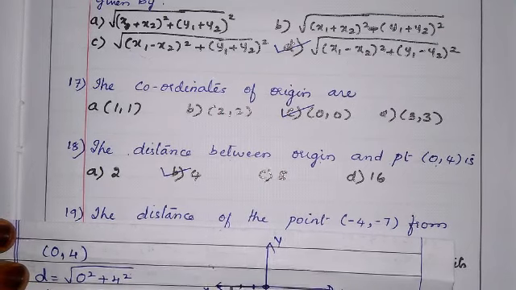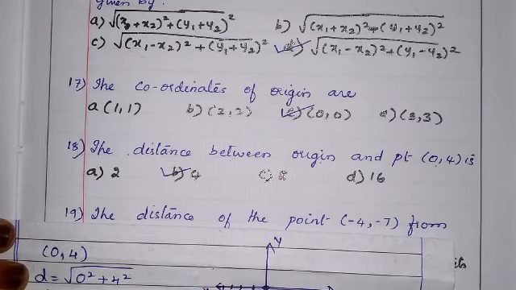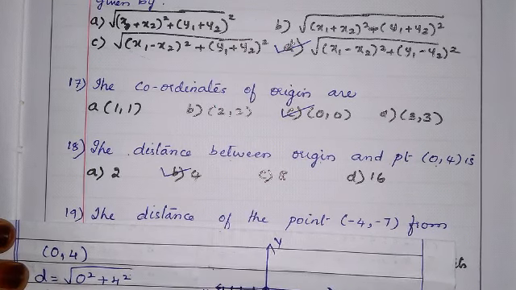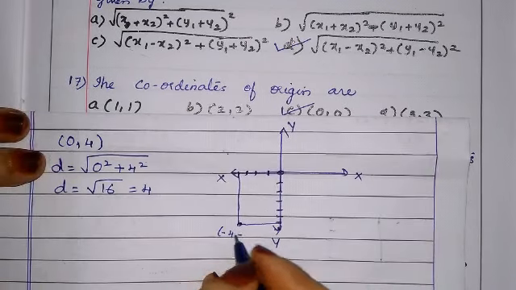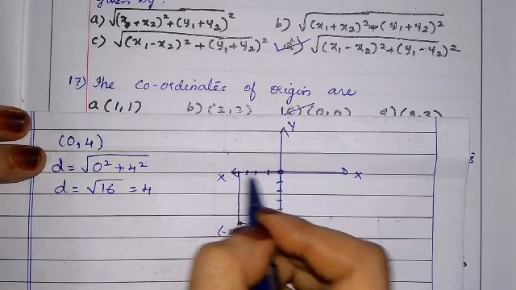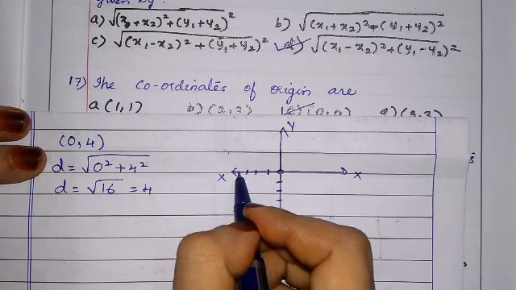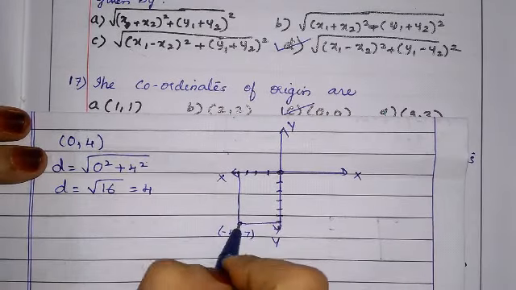1, 2, 3, 4, for example. 1, 2, 3, 4, 5, 6, 7. So 4, 7 comes this side. Minus 4, minus 7. You can see this is the negative side of the x-axis, that is, minus 4 comes here and minus 7 comes here. This is the point now.